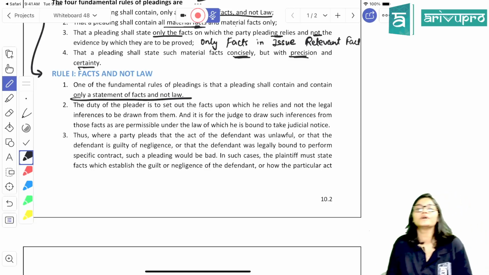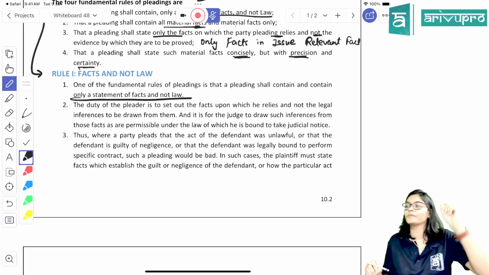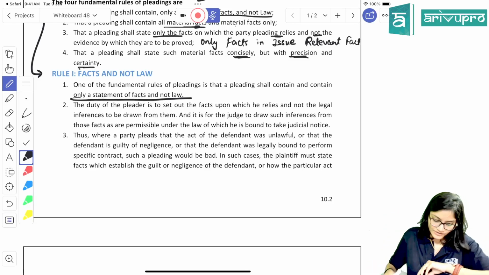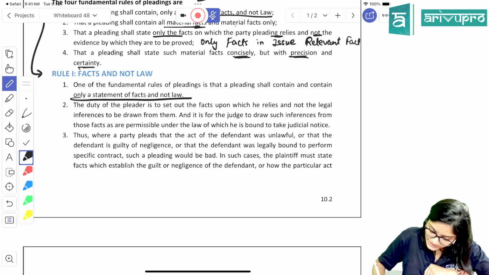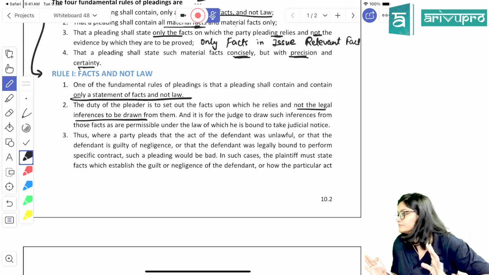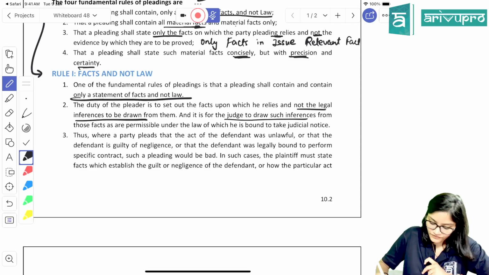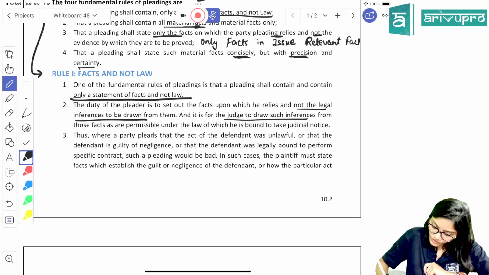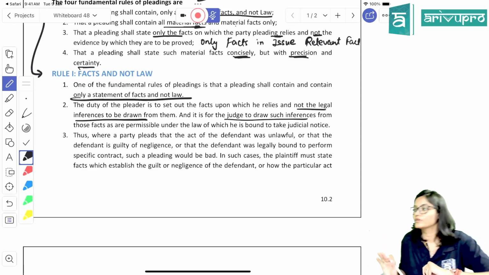Okay, first one, what is rule one? Facts and not the law. One of the fundamental rules is that in your plaint you just have to mention the facts and not the law, right? So the duty of the pleader is to set out the facts upon which he relies and not the legal inferences to be drawn from them. Don't do that. All this is our work, right? And it is for the judge to draw such inferences from those facts as are permissible under the law of which he is bound to take judicial notice. All these things the judge will do. You do your work, right?